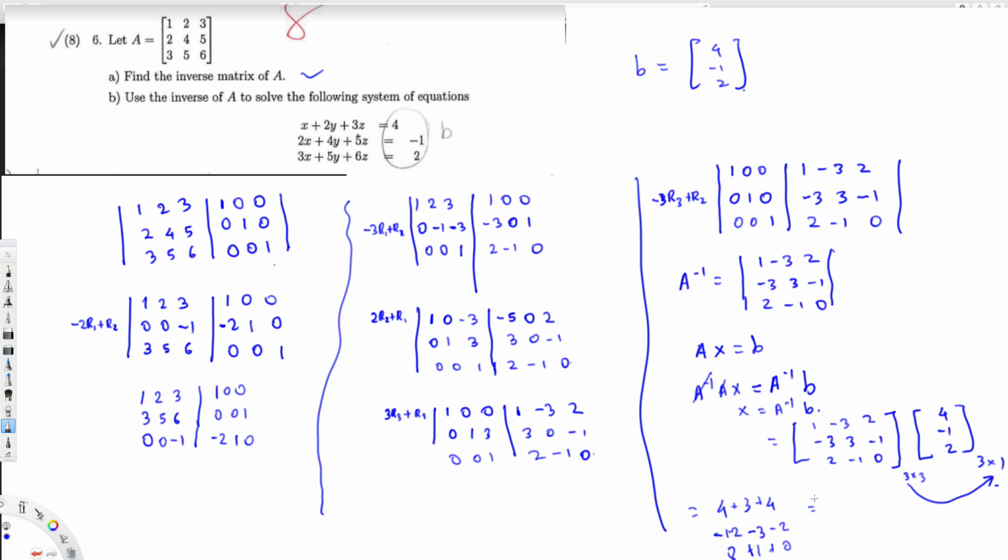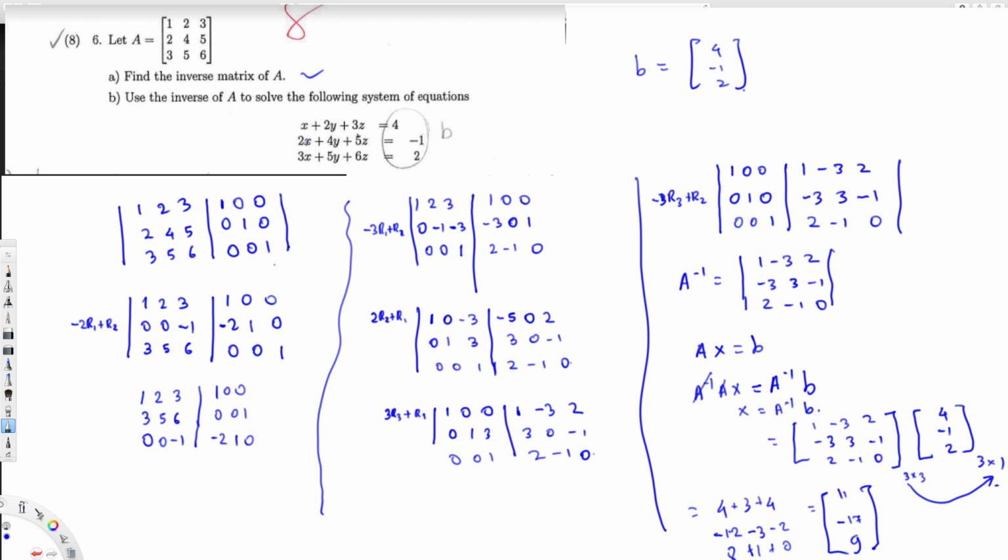Therefore my final answer is 4 plus 3 is 7, 7 plus 4 is 11, then -12 minus 3 minus 2 is -17, then 8 plus 1 is 9. So this is my x value. So we have solved this question.